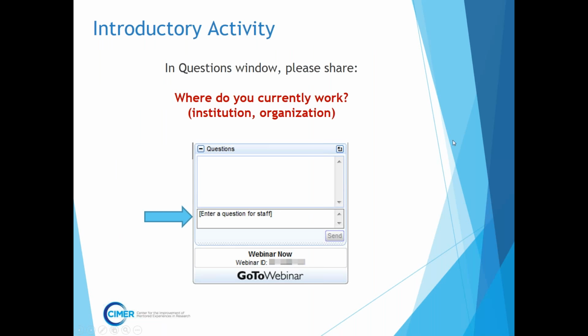So as an introductory activity, we'd like to get a sense of who's here today. We can see your names in the system, but we don't know where you're currently working. So if you would be willing to type into the question window your institution or organization, it'll give us a sense of where everybody's from.